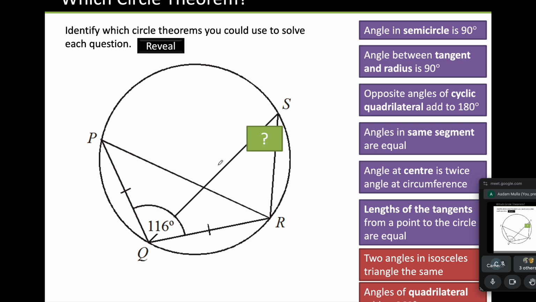Okay, the next question. Have a look at it, think what you could find first. Normally, if you're not too sure how to get the answer straight away, just think what angles could you find first. You don't have to get the answer straight away, but just try and think what angles could you find, or think if you have this one, how could you go backwards to get to that one. There's two ways you can think about it.